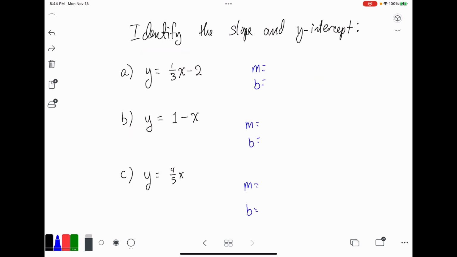So pause this video and try to identify the slope and y-intercept of the following linear equations in slope-intercept form. Once you have completed it, unpause this video so that you may see the solutions. And there you have it.